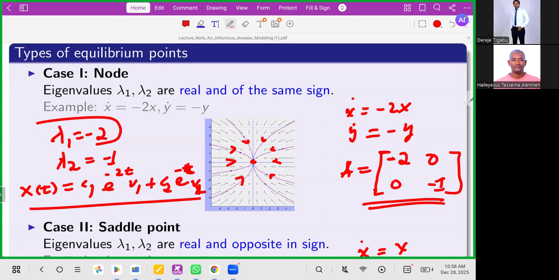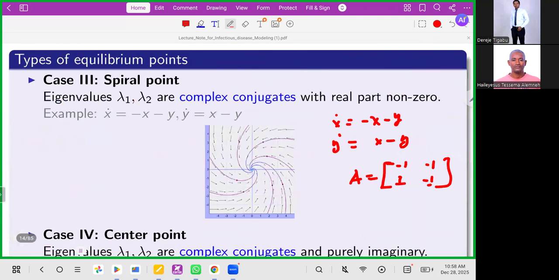We can determine what the equilibrium points' phase portrait looks like from the general solution by taking c1 and c2 values and different values of time t. So from this one, saddle point, the spiral point, you can see it's like a spiral.